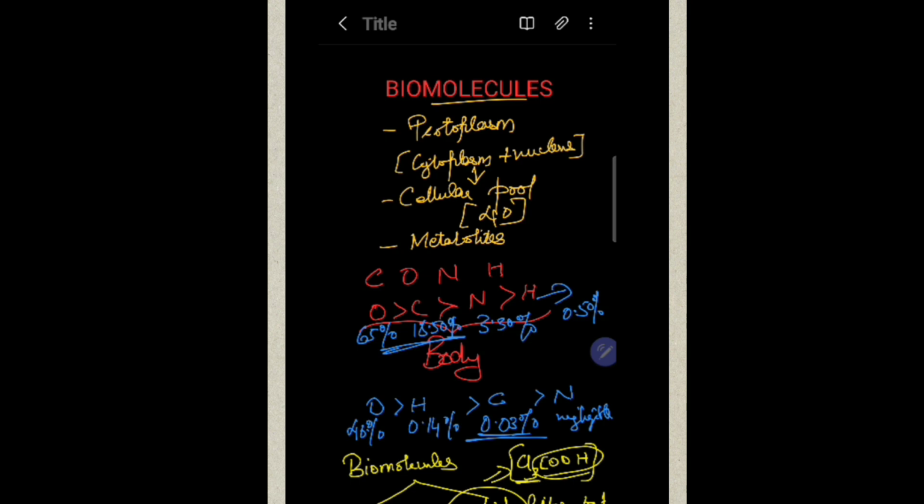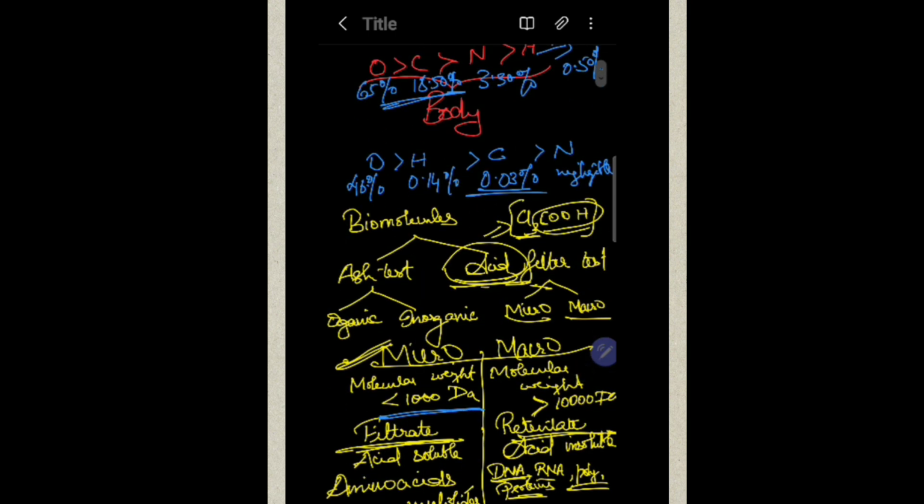Okay, in Earth's crust the order goes as O, H, C and N. Now biomolecules can be differentiated with the help of 2 tests, that is the ash test and the acid filter test. The ash test helps the biomolecules to be differentiated into organic and inorganic. The acid filter test differentiates into micro and macro.